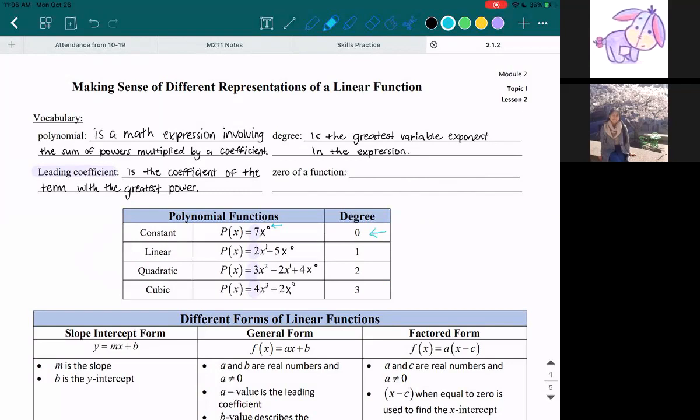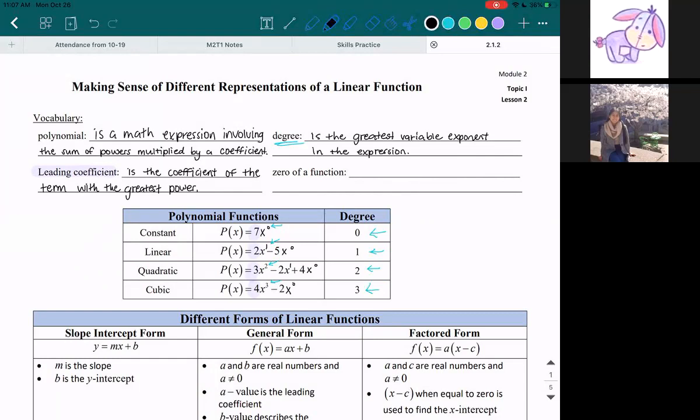In the linear example, we have 0 compared to 1. 1 is bigger, so the degree is 1. In the quadratic, look at all the exponents. We have a 2, we have a 1, we have a 0. 2 is bigger than 1 or 0, so our degree is 2. And finally, for the cubic, we have 3 versus 0. 3 is bigger than 0, so it's going to be 3.